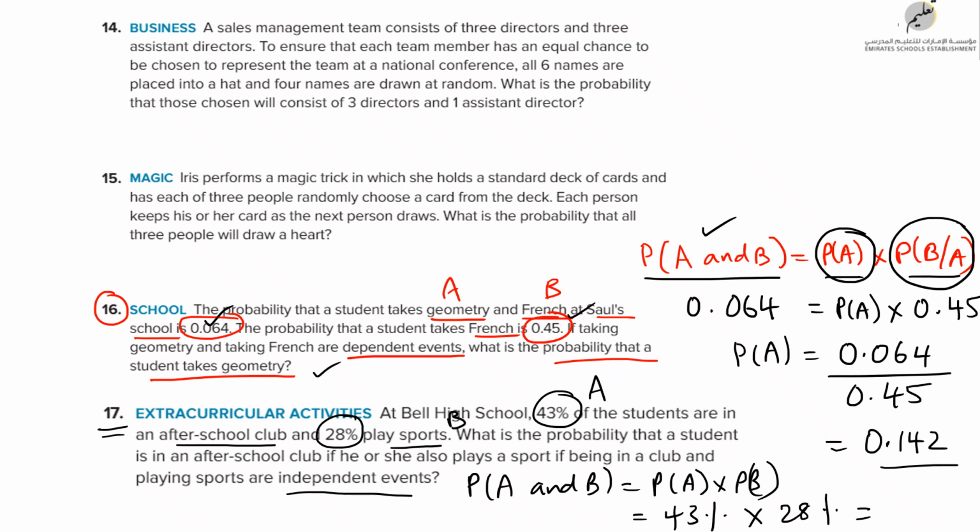So just multiply the two: 43% multiplied by 28%. This will give 12.04%. Because these are independent events, just directly multiply, use the multiplication rule. So 12.04% is the answer for this question.